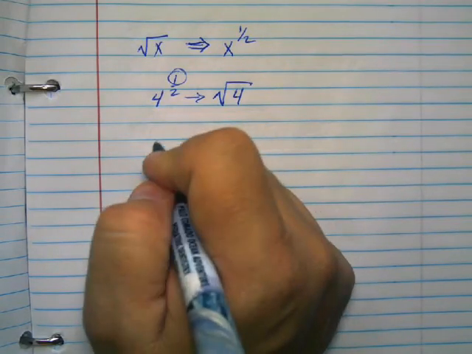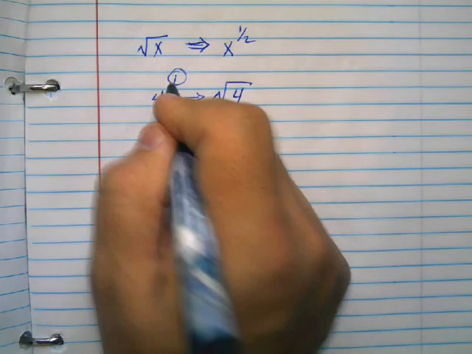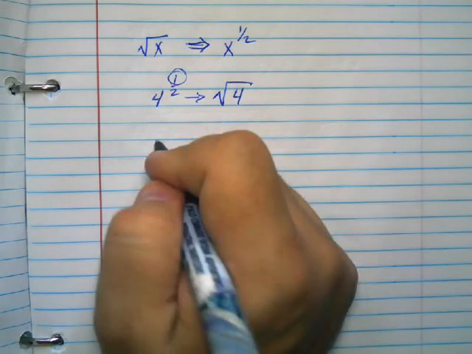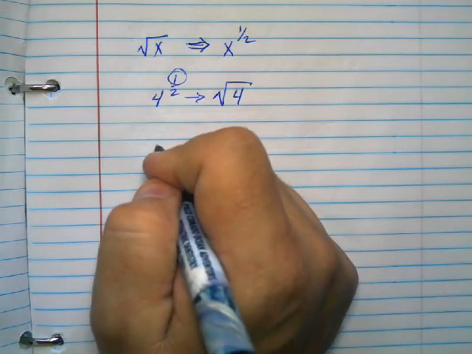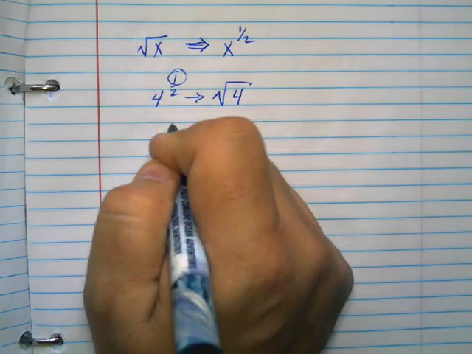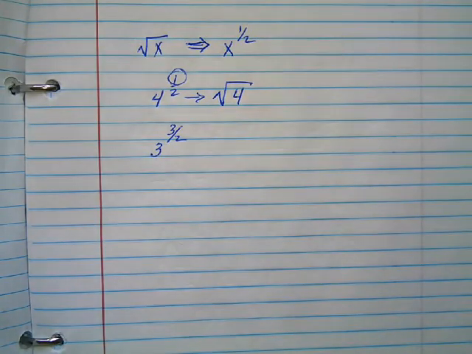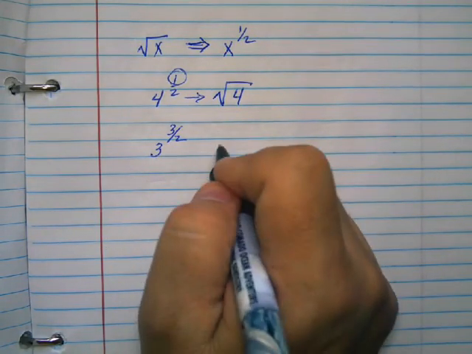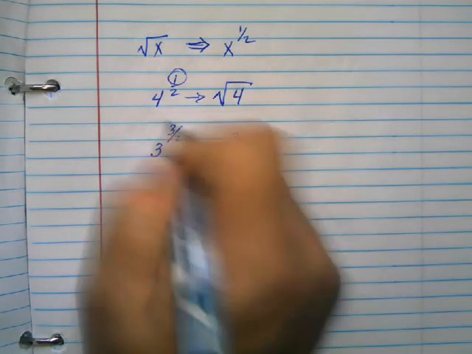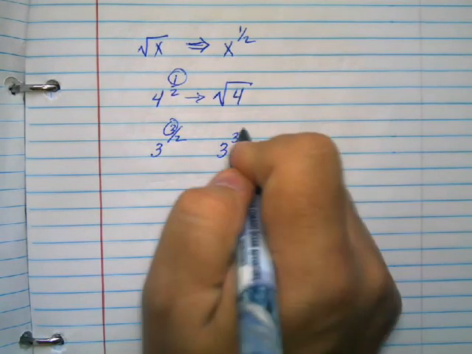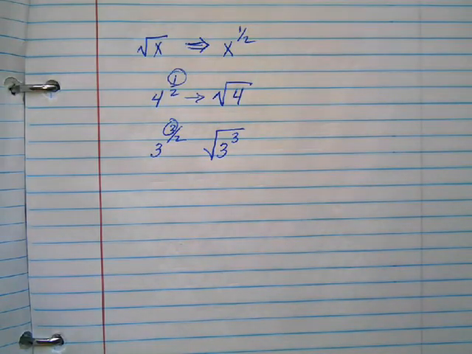What if I have something other than a 1 up here, though? What this means is the same as to the third, or to that power. So let's say that I had 3 to the 3/2 power. What this means is I want to take 3 to the third power, that's what the top number is, and then the bottom of the fraction just tells you to take the square root.